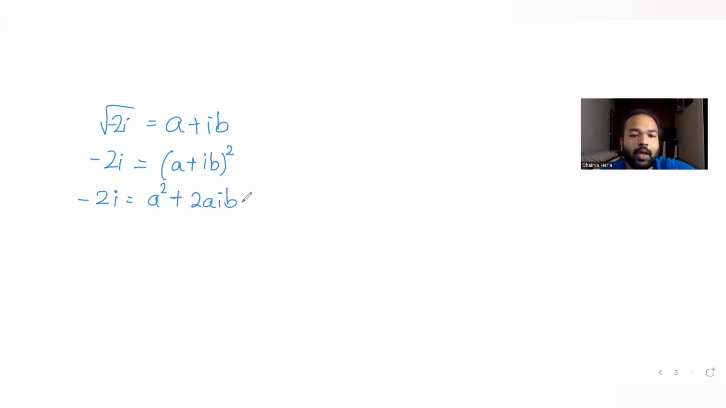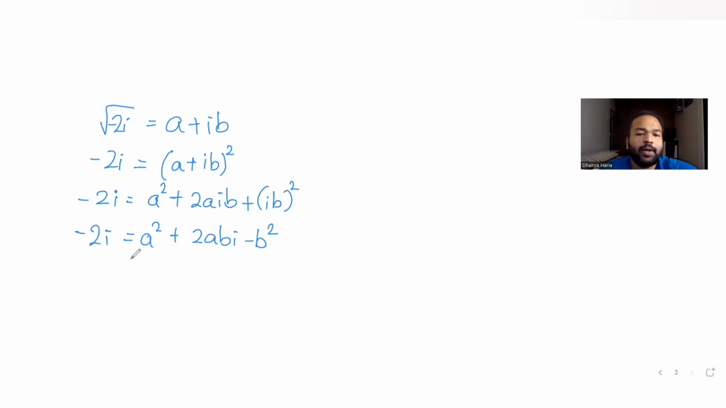So we know that we represent a complex number by a plus ib. So let's say that the square root of this complex number is some complex number a plus ib. So if I square both of the sides, on the left hand side we are left with minus 2i. On the right hand side we are left with a plus ib the whole square. Now that tells me it becomes a square plus 2aib plus ib the whole square. Now that gives me a square plus 2abi, and this becomes i square b square. i square is minus 1, so it becomes minus b square.